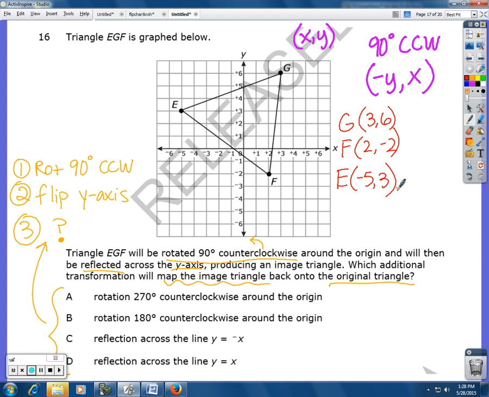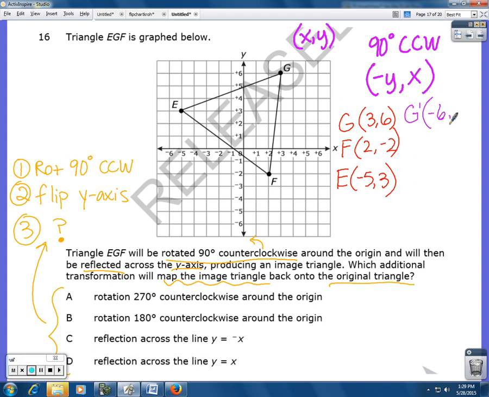If I apply this transformation where I rotate it 90 degrees counterclockwise, I'm going to end up with some new points. Okay, G prime is going to be negative 6, 3. F prime is going to be 2, 2. E prime is going to be negative 3, negative 5. Okay, so now I'm going to go ahead and graph those. So here's G prime, F prime, and E prime right here. Okay, so we've done the first one. We've rotated it 90 degrees counterclockwise.